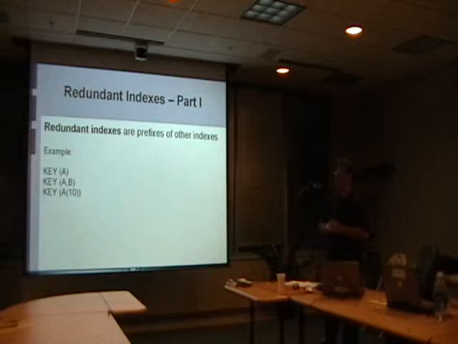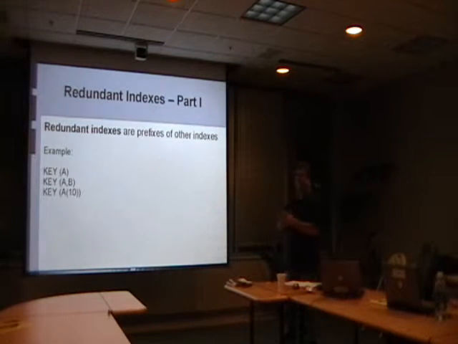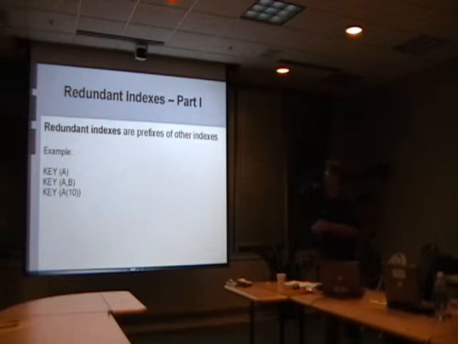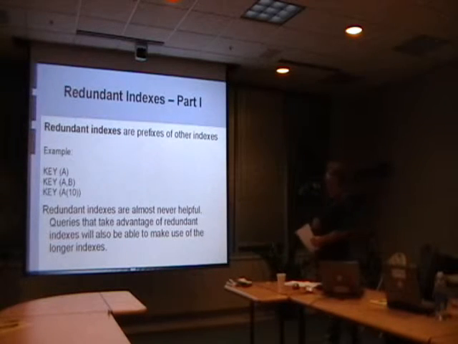You could not say key B. That would be something completely different. It goes to the prefix. It can't take apart the end part of that, the postfix, I guess. All right? And key A10 is just a subset of key A, which is a subset of key AB. Okay? Now think about that for a second, but these aren't necessarily always a bad thing. I will explain. Most often they're not helpful.